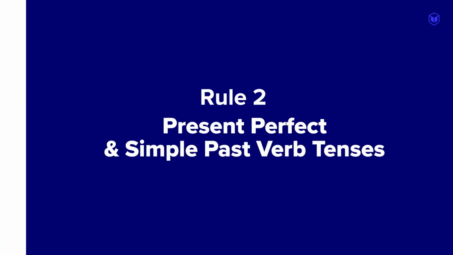Rule number 2. Present perfect and simple past verb tenses. In the speaking section, you have to talk about various past events, and this would require the use of present perfect tense. For instance, I have practiced speaking a lot. Practicing the use of present perfect and simple past verb tenses can help you pass this section with ease.